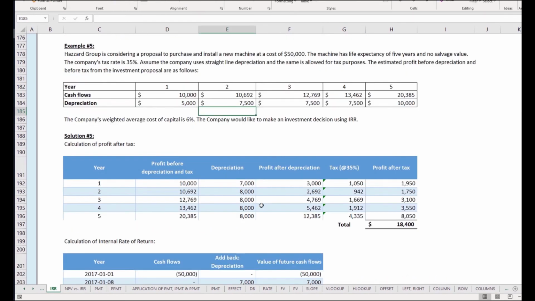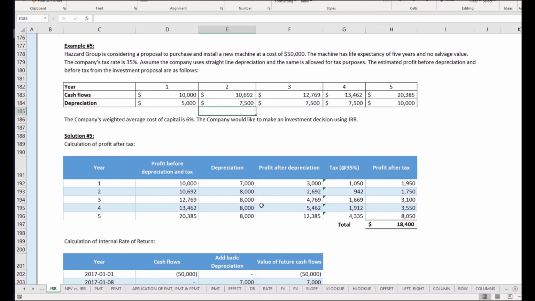Let's take a look at a fifth example. In our example, Hazard Group is considering a proposal to purchase and install a new machine at a cost of $50,000. The machine has a life expectancy of 5 years and has no salvage value. The company's tax rate is 35%. Assume the company uses straight-line depreciation and the same is allowed for tax purposes.